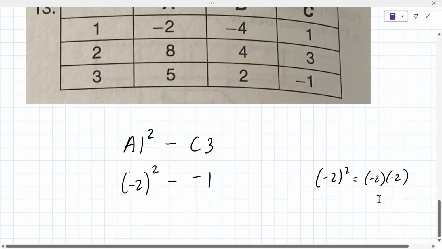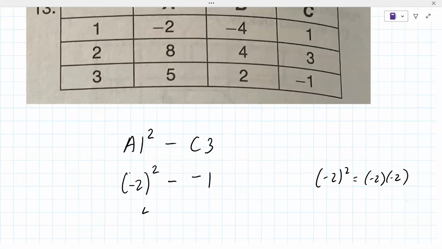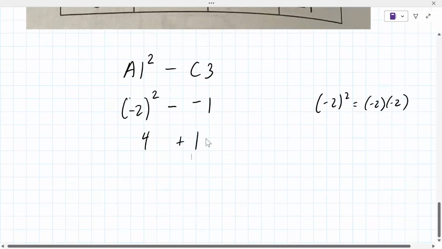4. It is 4. And then how about this double negative here? What does this become? Double negative becomes positive. Okay, and that's gonna be 5. 5. Okay. Let's try another one here.